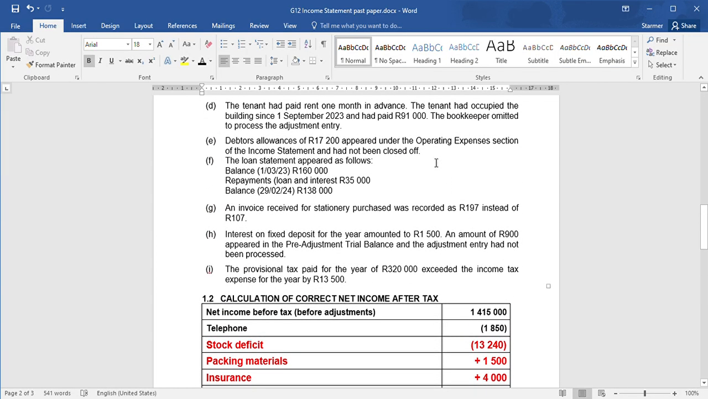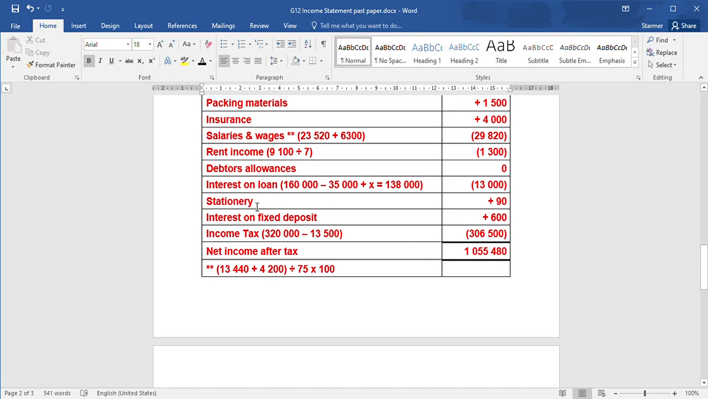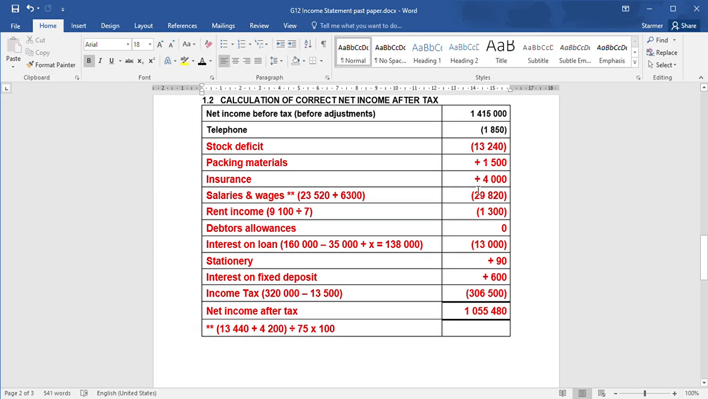Okay, then the loan statement appeared as follows. They give you a balance, repayments, and a balance at the end of the year. So we are going to now try and calculate the interest that we've been charged. The way I do that here is I start with the loan at the beginning, 160,000. I minus the total payments that I made, plus something which is going to be your interest, and that must give me my loan balance at the end of the year. And then if you solve for X here, you're going to get your interest being 13,000. Interest is an expense, so therefore you're going to decrease your net profit.